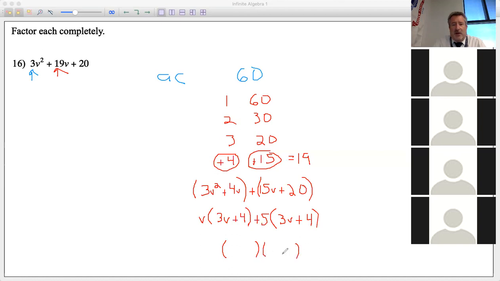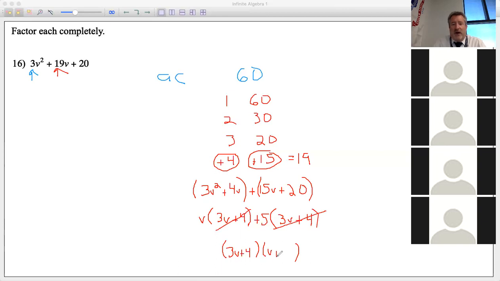What they share in common is 3v plus 4. And then whatever's left off. Let's see, I cross out the 3v, and you're really factoring a 3v plus 4 from both terms there. We're left with a v plus 5.